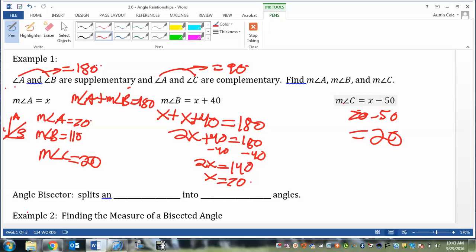Anybody have any questions? So, an angle bisector splits an angle into two congruent angles.